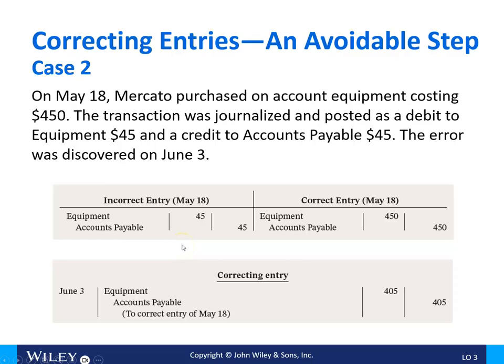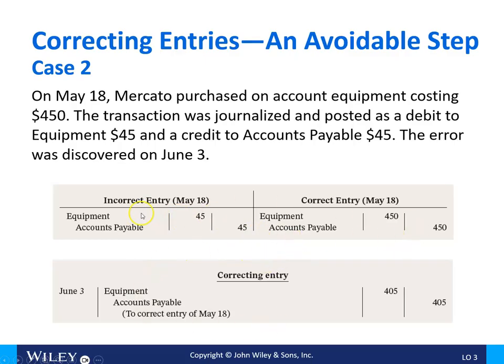Now when we analyze these, we need to figure out what is wrong. Is the amount wrong? Is the accounts wrong? Are they both wrong, or a combination? In this case, we look at the correct entry. What it should have been was a debit to equipment of 450. So we have the right account and the right debit or credit. We should have credited accounts payable 450. Again, we credited accounts payable, but only 45. So the only thing that's wrong in our entry is the amounts.